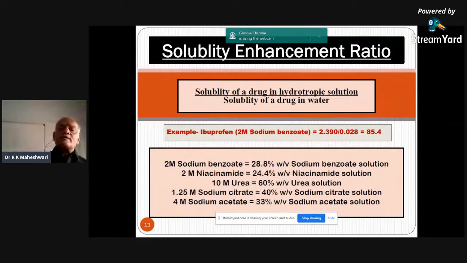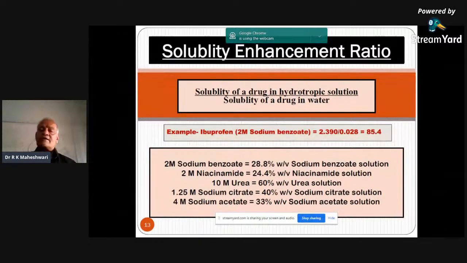Roughly you may assume it is a 30% weight by volume solution of sodium benzoate in water. This is one example of a hydrotropic solution, sodium benzoate solution, 30% weight by volume. Here the solubility of ibuprofen in this solution is about 2.390%. And the solubility of this ibuprofen in water is 0.028%. So the solubility enhancement is 2.390 divided by 0.028, which means about 85-fold solubility enhancement.